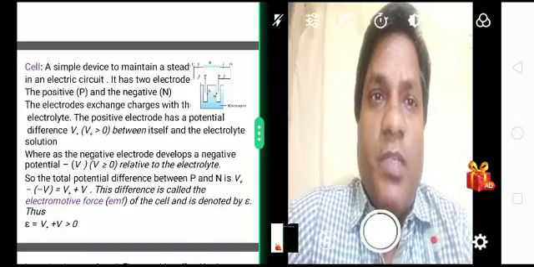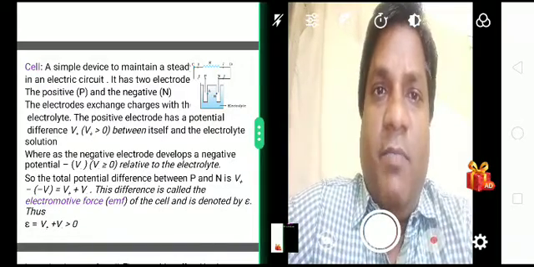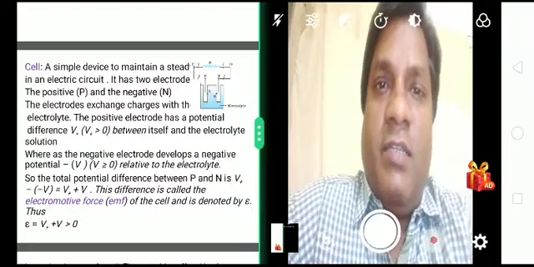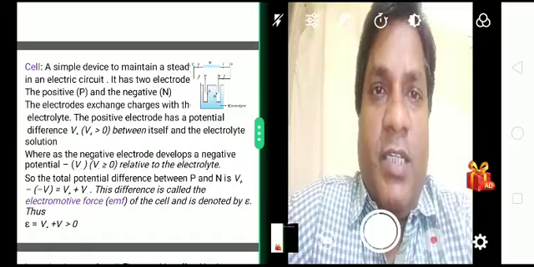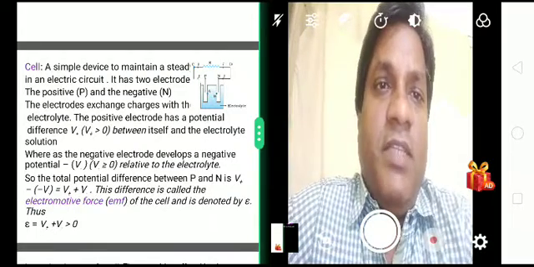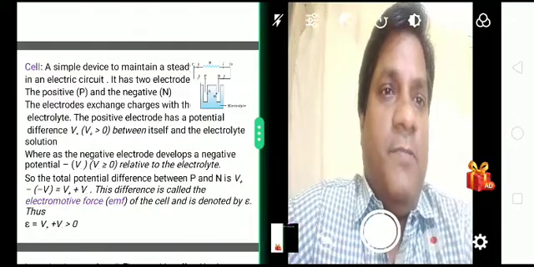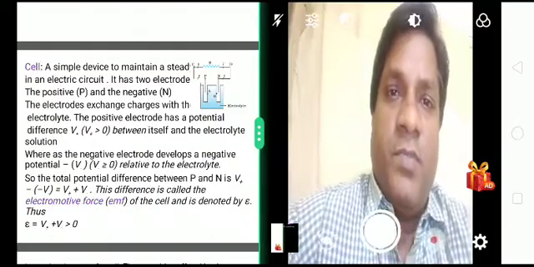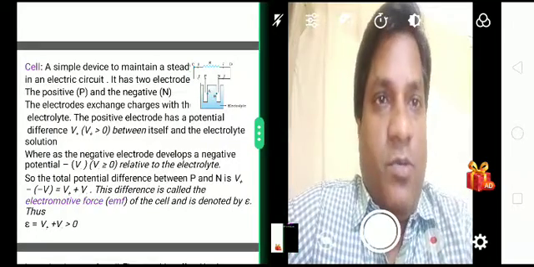So the total potential difference between P and N is V positive minus negative of V negative, that means V positive plus V negative. Now this difference is called the electromotive force of the cell, and it's denoted by E. Now this E is always greater than 0.